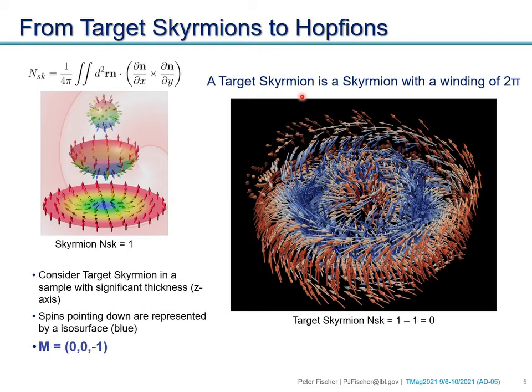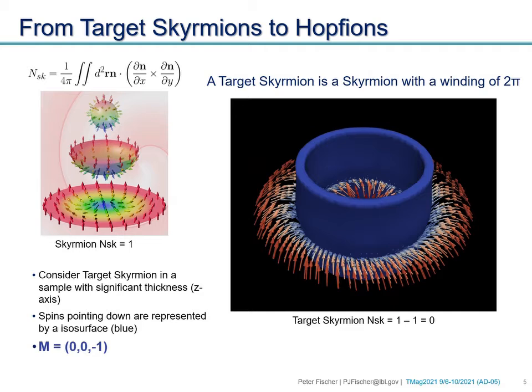What you see now is when you consider such a target skyrmion in a sample that has some thickness, again, a realistic sample, then you can color code the spins that point in a certain direction by a certain color. And this is what's called the isosurface. For instance, the blue ones here are just those where the spins point into the negative z direction. If you carve out those ones, you get these geometrical shapes here, for instance this kind of ring structure here.